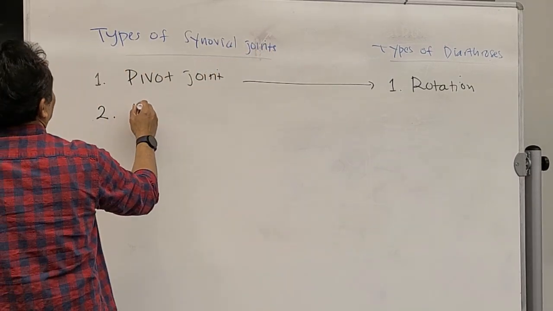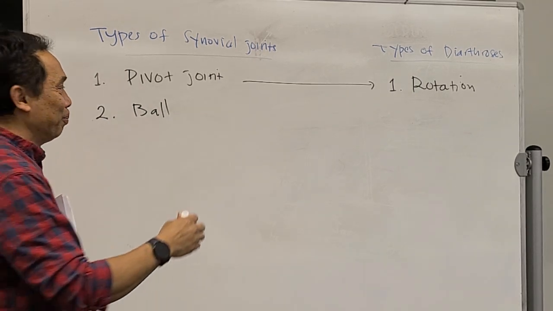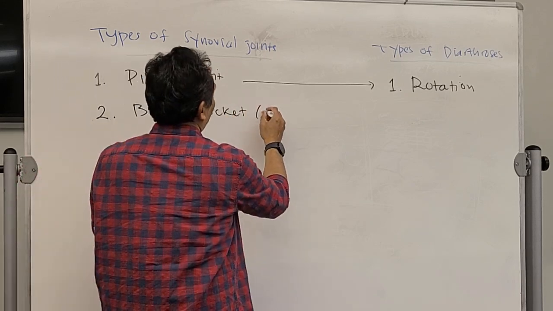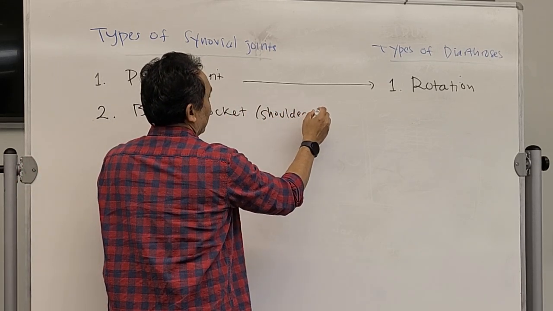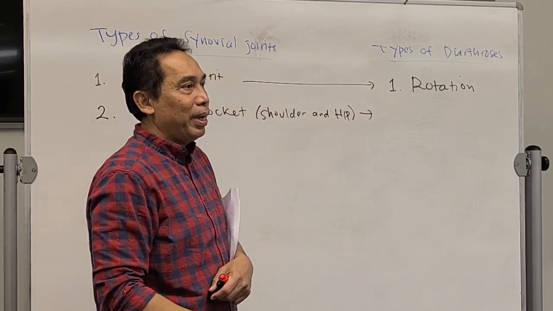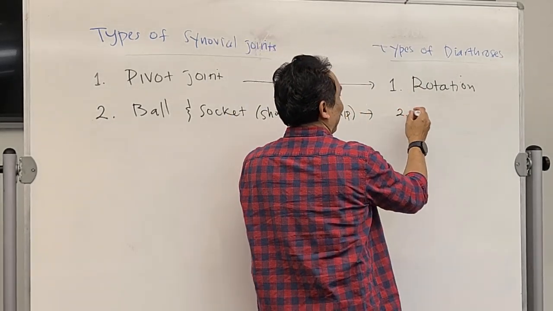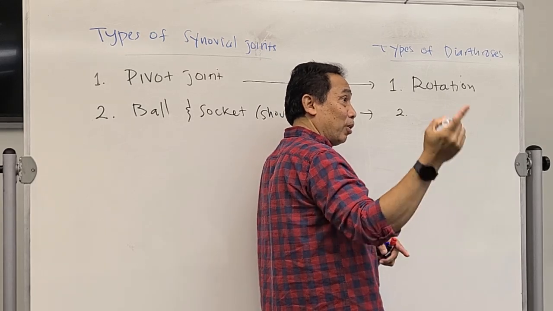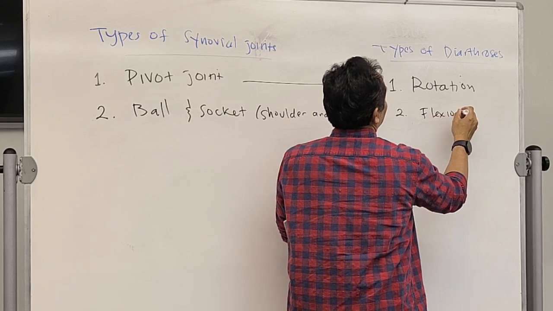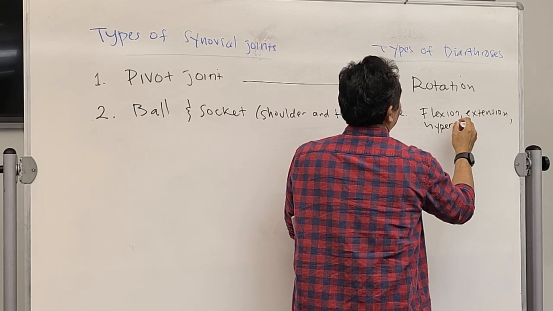Ball and socket. I will not put them in order, but you should know ball and socket. This is in the shoulder. What is the other one? Your hip joint. Now, what movement can be made from this ball and socket? Many, mostly angular movement. It can do flexion, extension, hyperextension, right?